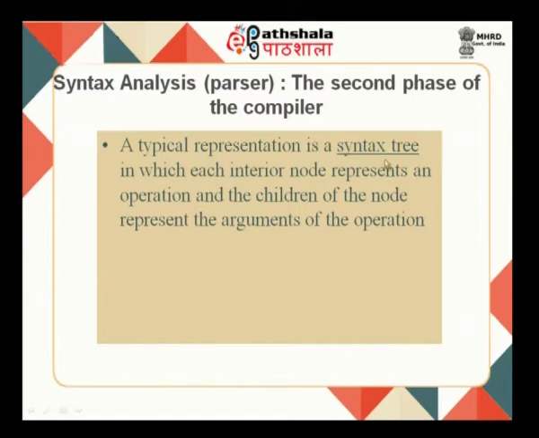Supposing I have int a comma b semicolon, it is a valid statement, a valid sentence. If I give simply a comma b, it is not a valid statement. It requires the keyword int before a. So the parser uses the tokens given by the lexer to check whether they form a sensible statement. The typical representation is a syntax tree in which each interior node represents an operation and the children of the node represent the arguments of the operation.